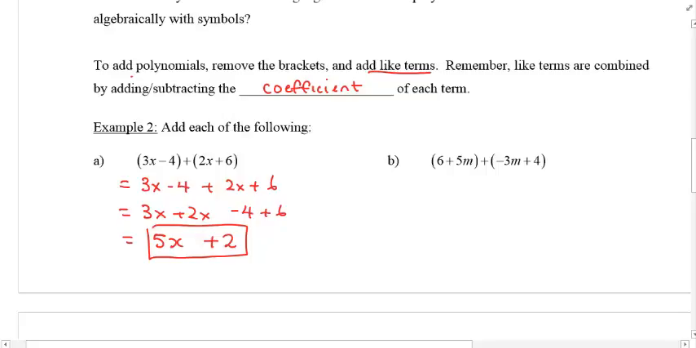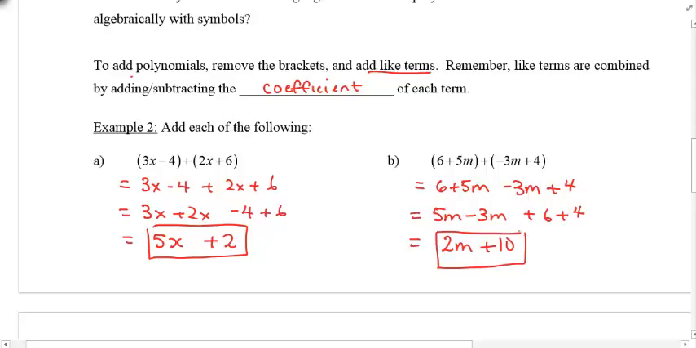Okay? Similarly here, I'm going to ask you to remove the brackets. 6 plus 5m. And then plus negative 3m. So just remove the brackets. So that's minus 3m plus 4. Combine like terms together. I'll put the m's together, and I'll put the numbers together, the constants. 5m minus 3m is 2m. 6 plus 4 is 10. Ta-da!